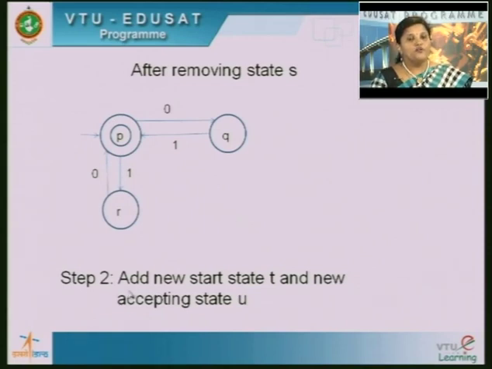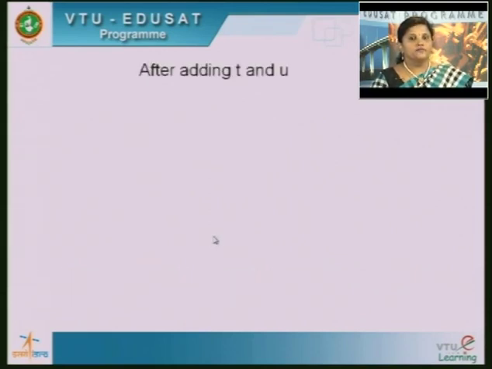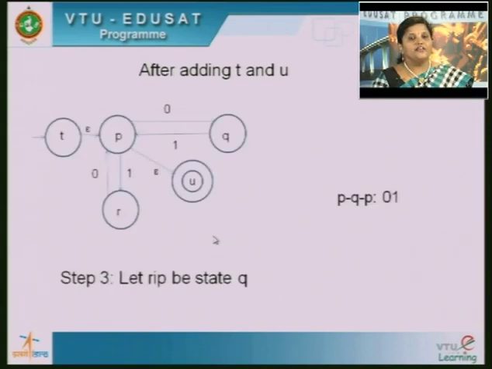So in step 2, we will add a new start state T and a new accepting state U. After adding T and U, your figure looks like this. Now your FSM has the new start state T and accepting state U with epsilon transitions. Keeping T and U, you should remove states Q, R and P. Let us do it one by one.